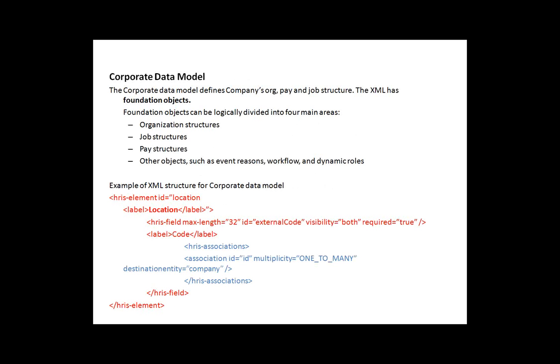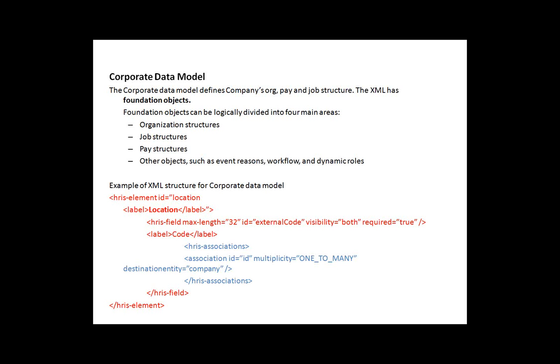The first XML structure is the corporate data model. It basically defines the company's org, pay and job structure. It has something called foundation objects. The corporate data model is based on foundation objects. So it is basically defining the company's structure, and it is divided into 4 main areas: the org structure, job structure, pay structure, and other objects like event reason, workflow, and dynamic roles.